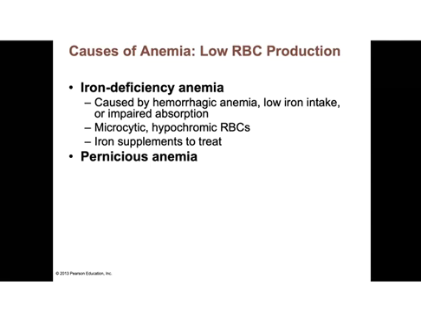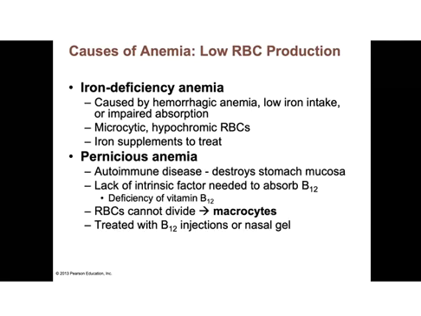Hypochromic means they lack color, and we use iron supplements to treat them. Pernicious anemia is an autoimmune disease that destroys the mucosa of the stomach, and the result is that we don't have intrinsic factor to escort vitamin B12, which is a water-soluble vitamin, across the lining of the stomach and into the bloodstream. The red cells can't divide, and we form macrocytes, and we treat these with B12 injections or a B12 nasal gel.